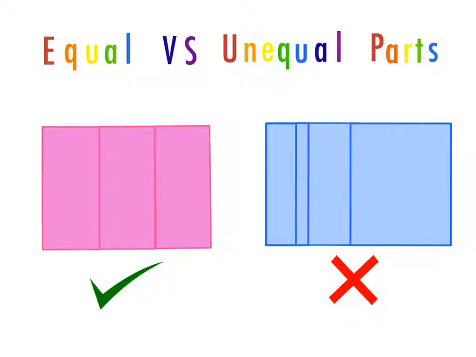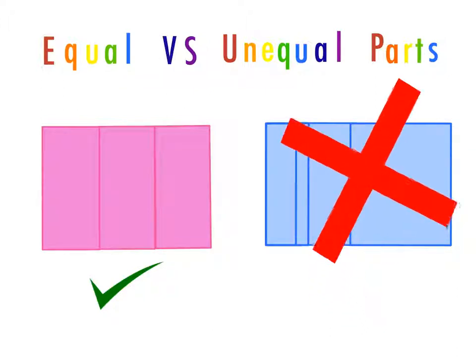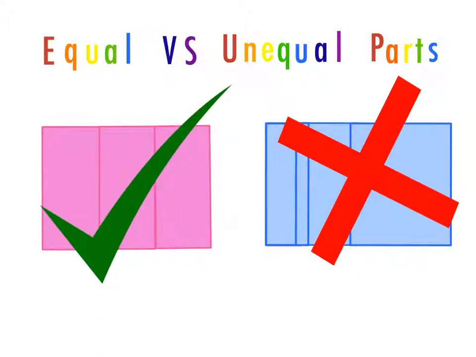As we can see on this slide, the blue rectangle has unequal parts. Each part of the blue rectangle is a different size. This means that the blue rectangle cannot be represented with fractions. However, the pink rectangle is split into equal parts. This means we can represent the pink rectangle in fraction form.